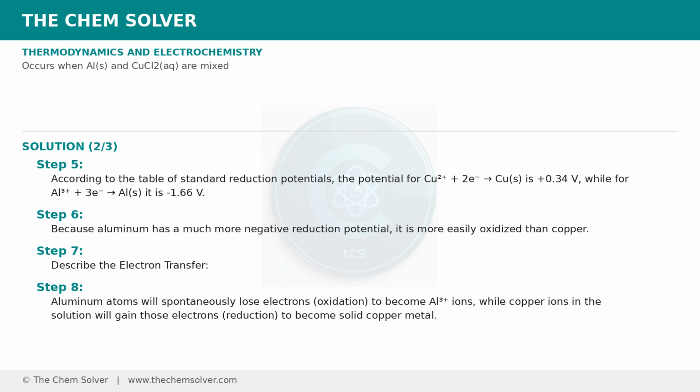Describe the electron transfer. Aluminum atoms will spontaneously lose electrons, oxidation, to become Al³⁺ ions, while copper ions in the solution will gain those electrons, reduction, to become solid copper metal.